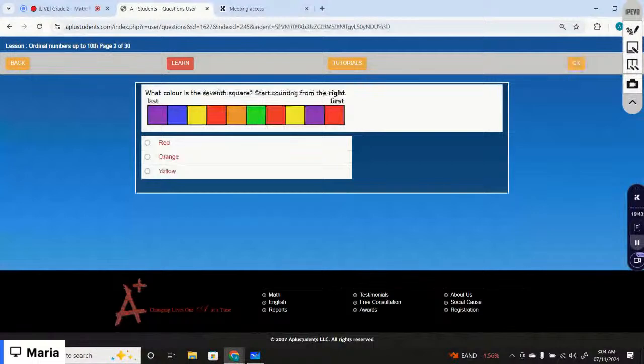What color is the seventh square? So which is the correct option? So which is the seventh square? That is first, second, third, fourth, fifth, sixth, and seventh. Red is the seventh square. The correct option is red.